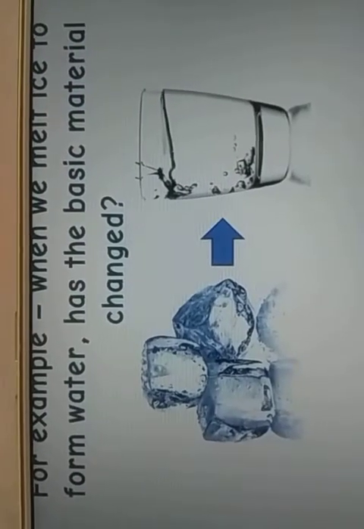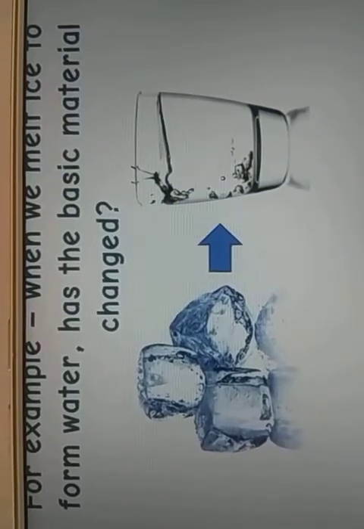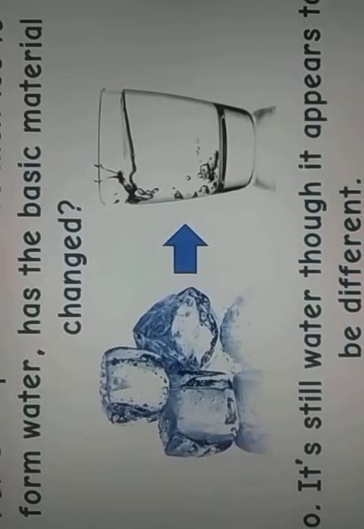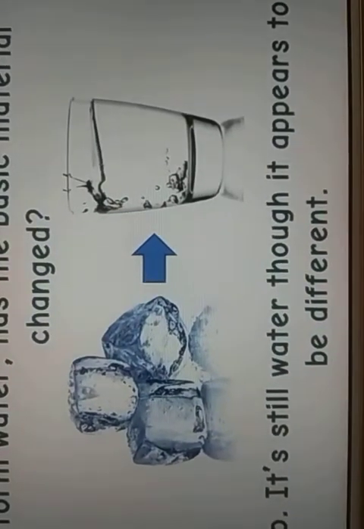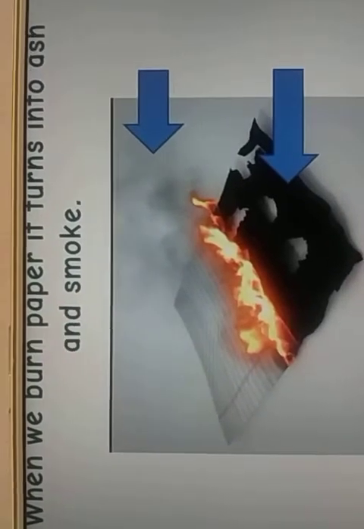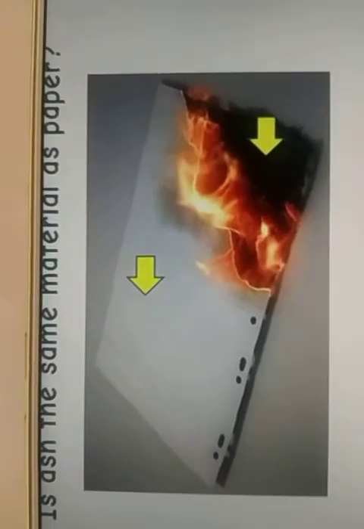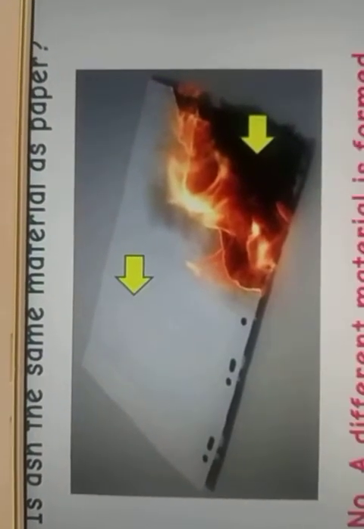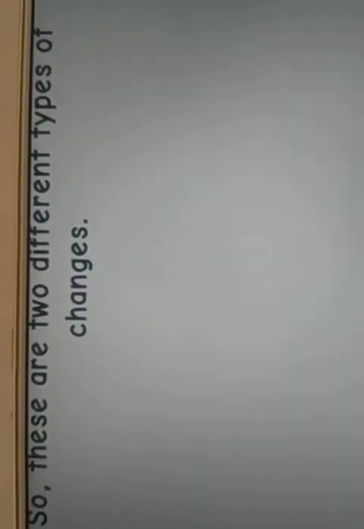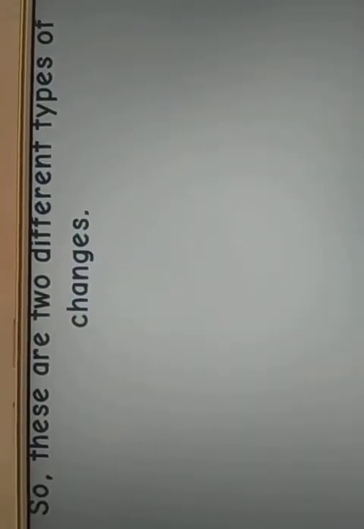For example, when we melt ice to form water, has the basic material changed? No, it's still water, though it appears to be different. When we burn paper, it turns into ash and smoke. Is ash the same material as paper? No, a different material is formed. So these are two different types of changes.